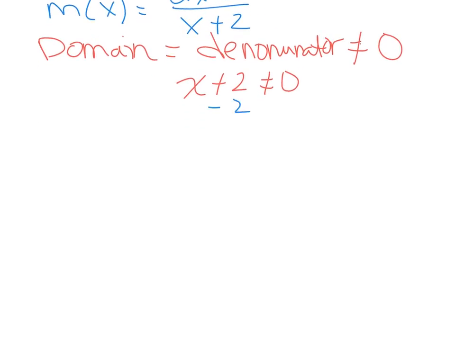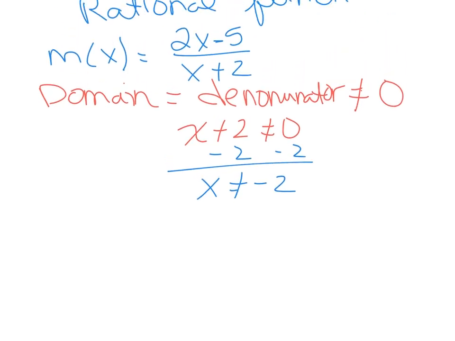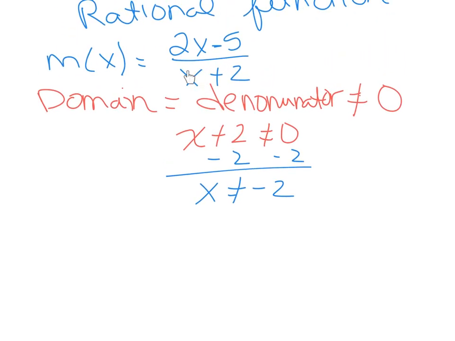So we're going to subtract 2, and we get the statement that x cannot equal negative 2. The reason for that is, if you look back at the function here, if I substitute a negative 2 in here, negative 2 plus 2, it would make the denominator equal 0. So x cannot equal anything that makes this denominator equal 0. So to express this in set builder notation, we just say x such that x cannot equal negative 2.